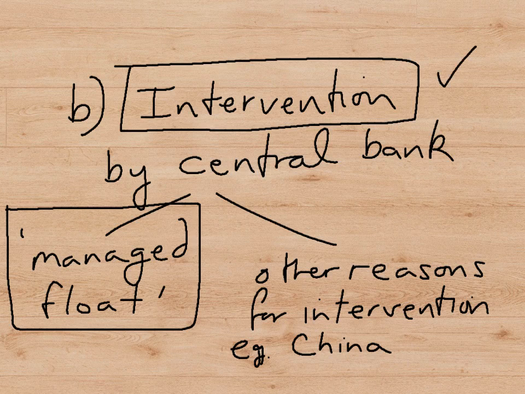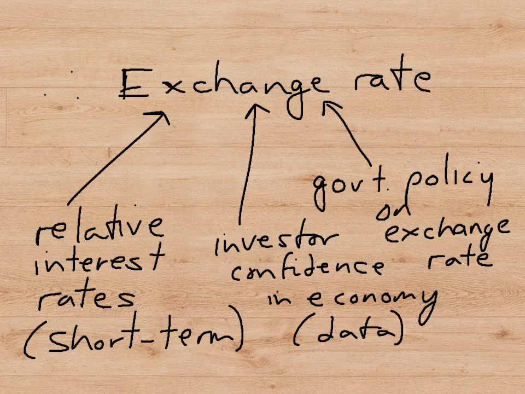Other reasons are connected with trade. For example, the Chinese government intervenes in the foreign exchange market to keep the value of the Chinese currency artificially low, because this helps their exports. So this is a longer term reason for movements and the level of the exchange rate. Central banks of countries actually intervene to keep the exchange rate at a certain level for various reasons.